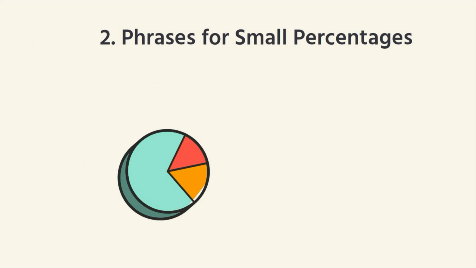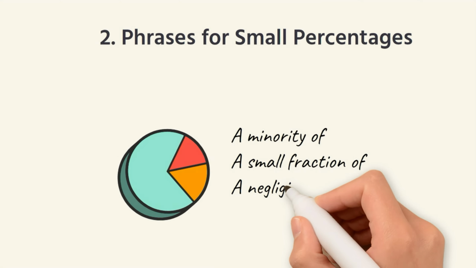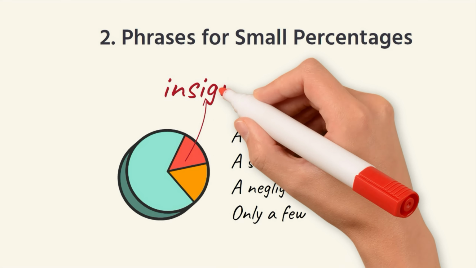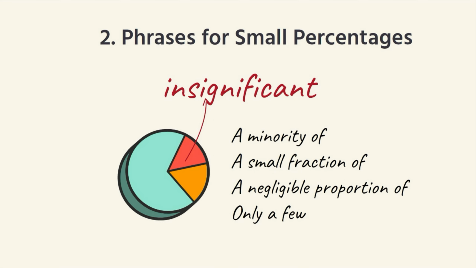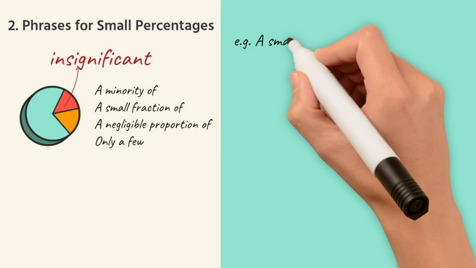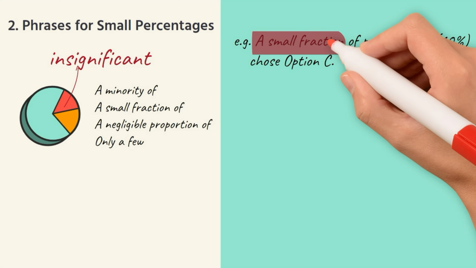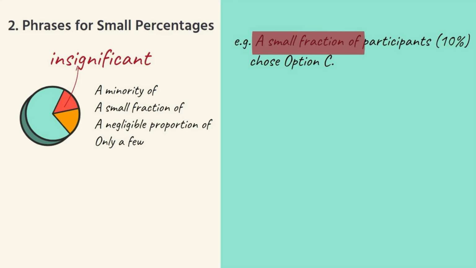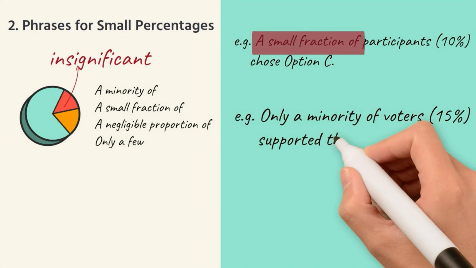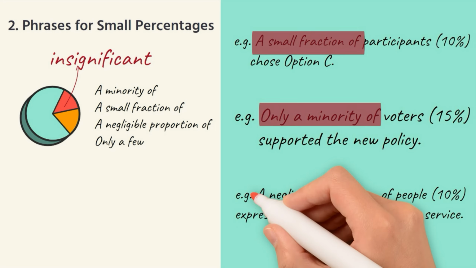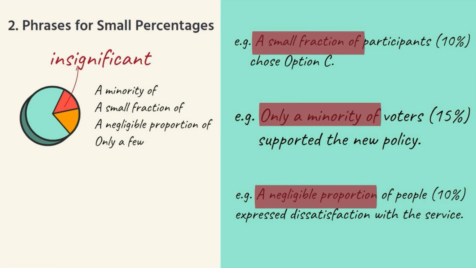Second, phrases for small percentages. We can say a minority of, a small fraction of, a negligible proportion of, only a few. These phrases draw attention to how insignificant the percentage is compared to the whole. In a sentence, we can say, a small fraction of participants, 10%, chose option C. Only a minority of voters supported the new policy. A negligible proportion of people expressed dissatisfaction with the service.